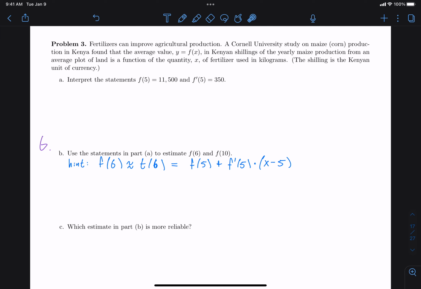I don't know what the f prime of 5 is. So when I write f prime of 5 it would be like 350 shillings per kilogram. That's what I was thinking, but I'm not sure. Does that work out? How does that work? I'm not good at math. It's tough to actually.